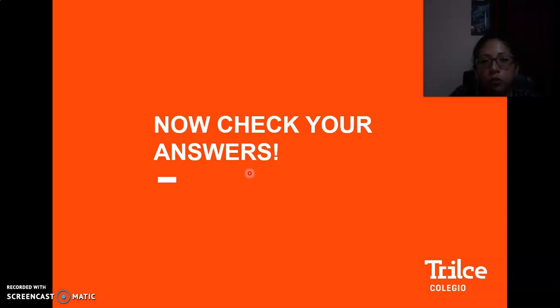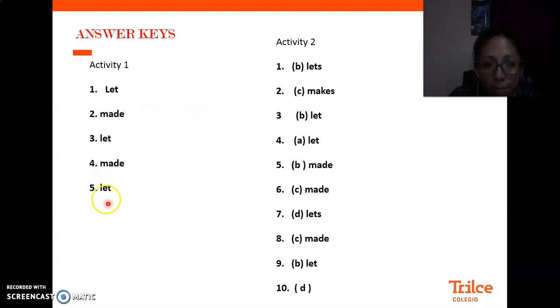After you solve all the exercises, you can check your answers, but please be honest. Don't go to these answer keys before doing the exercises by yourselves.